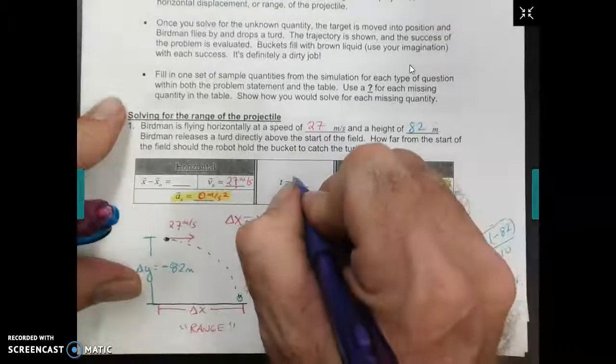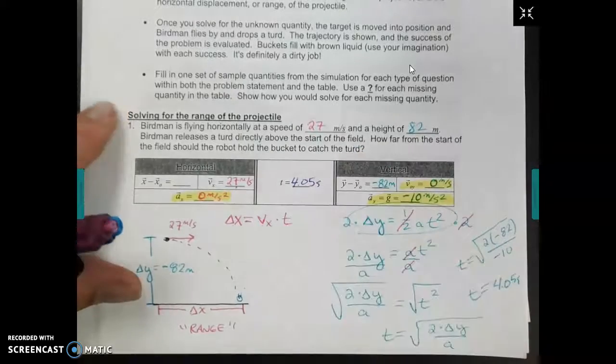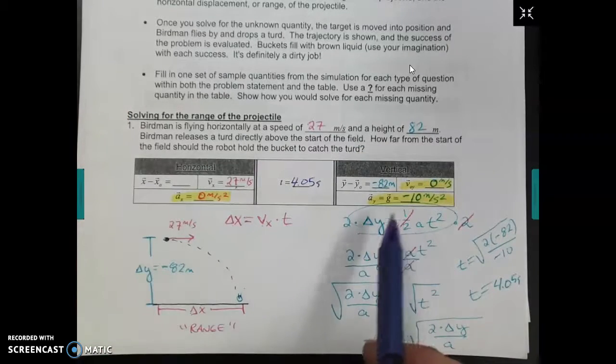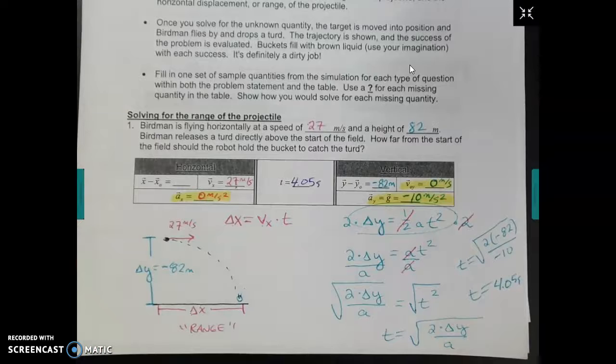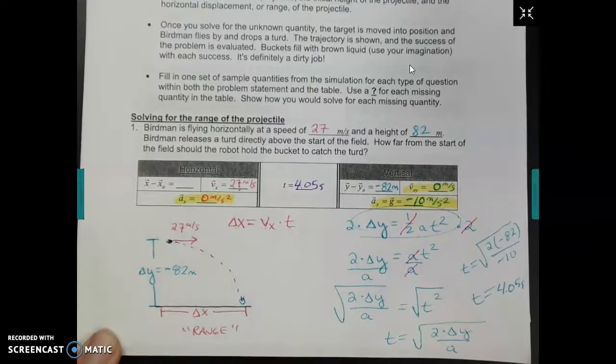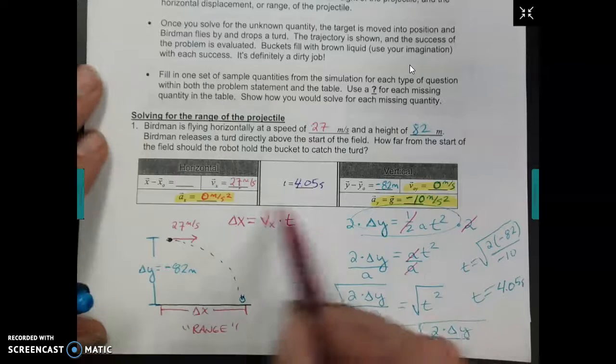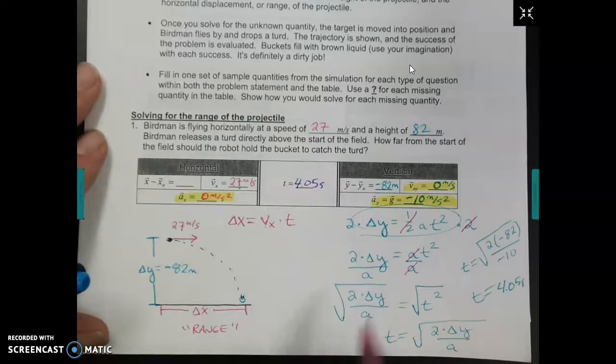So I'm going to record that in the middle of the table. The reason the time goes in the middle is because it's independent of either direction. Time is a scalar quantity, so it doesn't have a direction associated with it. You can use the time to help answer information on the horizontal aspect of projectiles. You can also use the time to help find information about the vertical aspect of projectiles as well. It's independent of either direction, so it's going to be found here in the middle of the table.